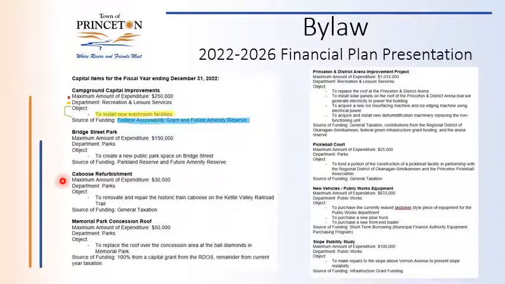A caboose refurbishment, I beg your pardon, for a maximum of $30,000 to repair and renovate the historic train caboose on the Kettle Valley Railroad Trail next to Burton Avenue. The source of that funding, when it says general taxation, that means there is no specific source of funding. It will just come from the general reserve that's collected through general taxation. So that's what that phrase means.